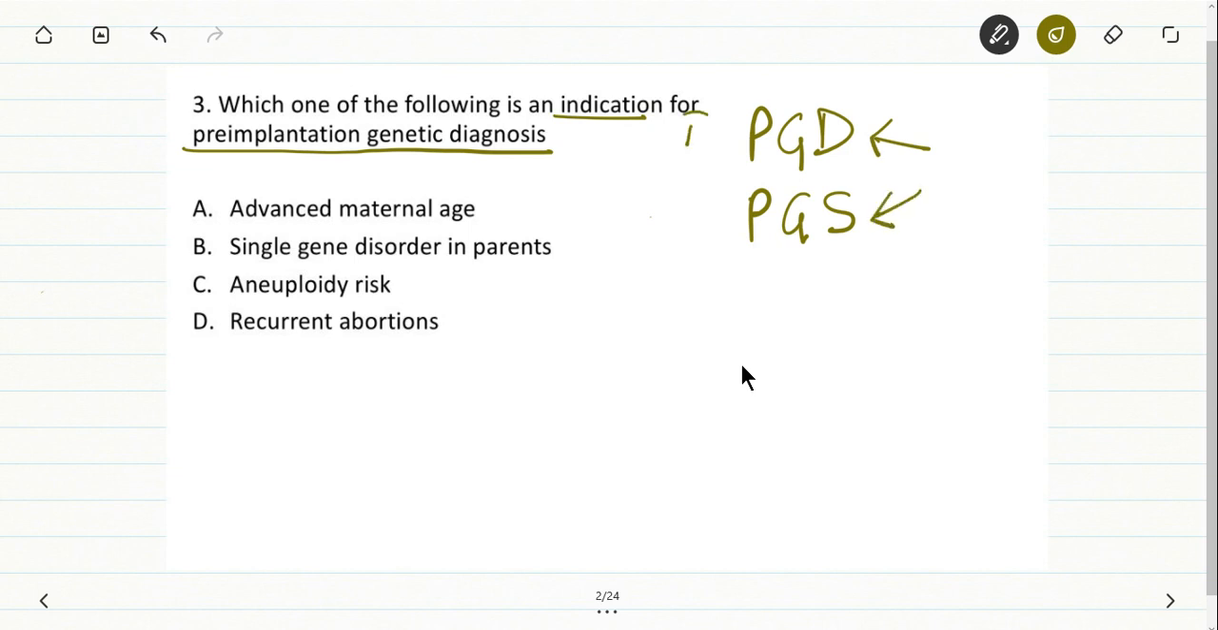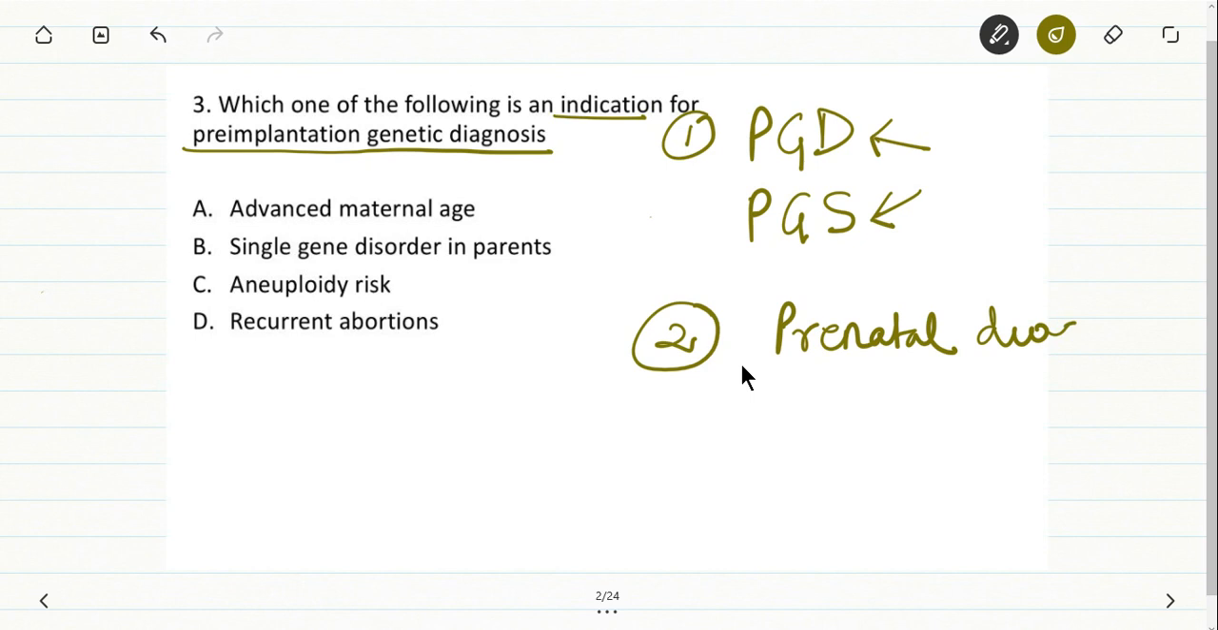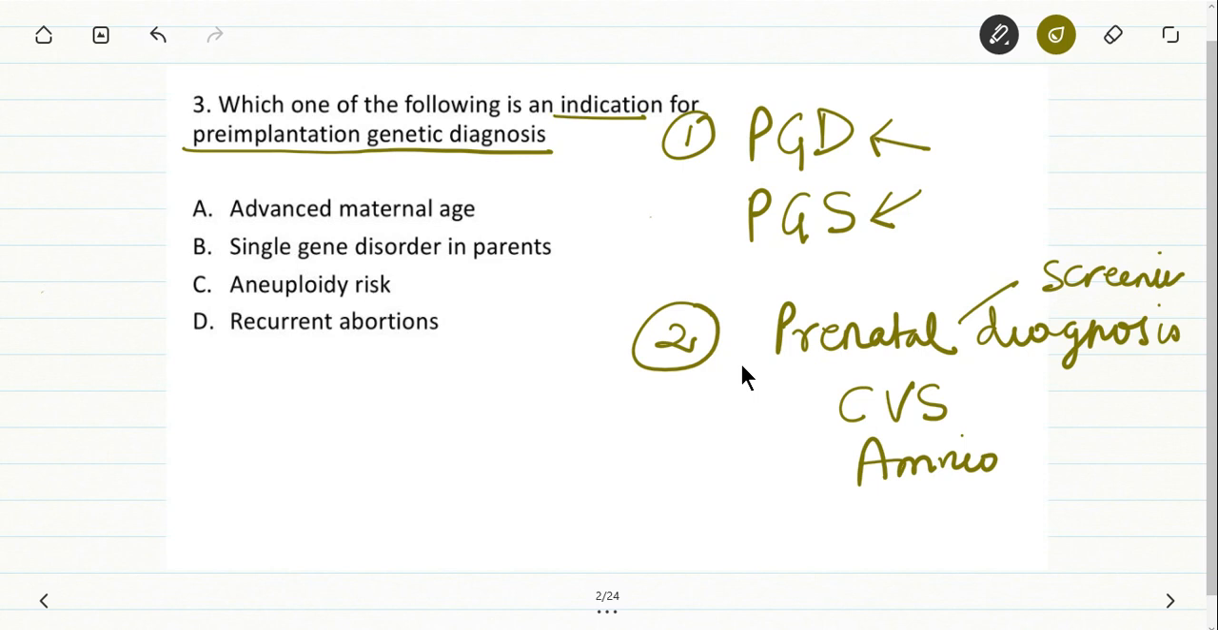Another important aspect that I want you to know is that the indication is similar to prenatal testing. Prenatal testing is an important topic for the exams these days. Prenatal testing includes prenatal screening and prenatal diagnosis. These tests include the triple test, quadruple test, nuchal translucency, ultrasonography, and then you have diagnostic techniques like chorionic villus sampling and amniocentesis. So all these are prenatal diagnostic techniques.